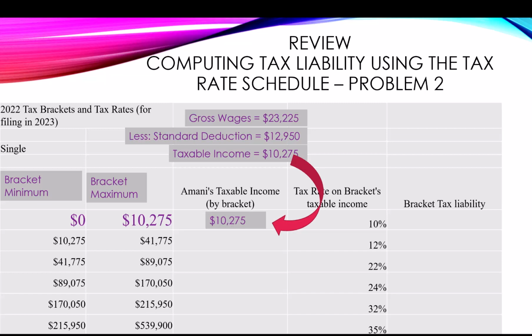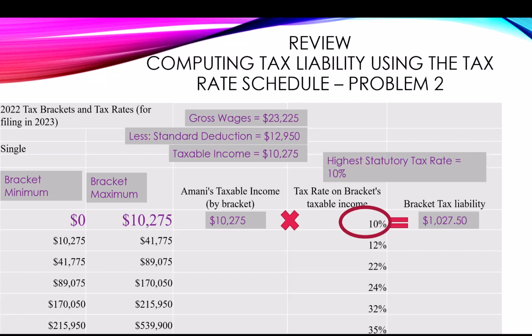So we go ahead and put that in the first row. We multiply it by the tax rate in that row of 10% to identify the tax liability of $1,027.50. Now that we have our tax liability, we can locate our highest statutory tax rate. Amani is still paying 10% on all of his income, so that is his highest statutory tax rate.